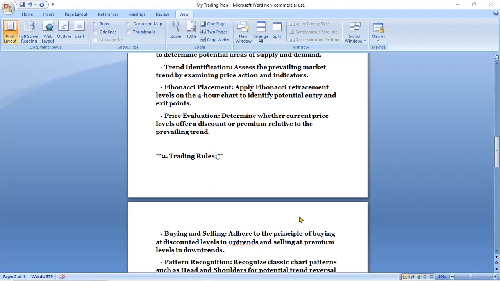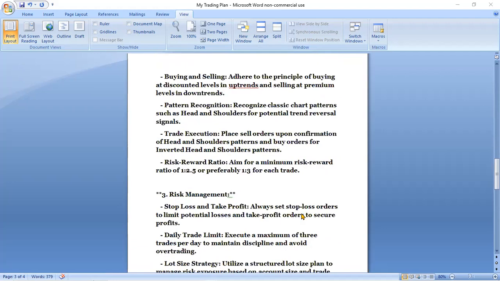Number 2, trading rules. Buying and selling: adhere to the principle of buying at discount levels in uptrends and selling at premium levels in a downtrend. Pattern recognition: recognize classic chart patterns such as head and shoulders for potential trend reversal signals.